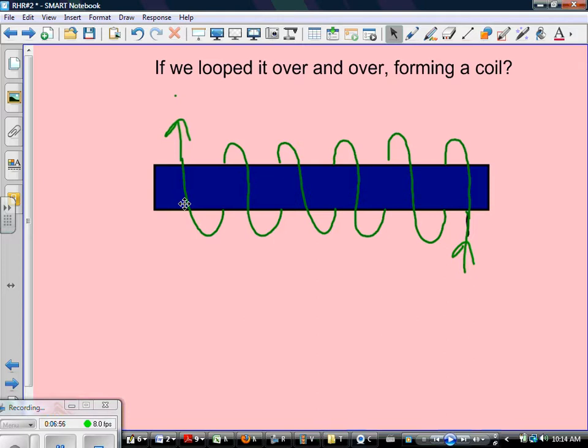Wait, is the green thing the wire? The green thing's the wire. The blue thing would be a solenoid or a magnetic material of some sort. But it's just something you put inside. It doesn't have to be there. You can actually just loop the wire, as I am right here. You can loop the wire like that and get the same effect. Putting the solenoid in or a magnetic material makes the field significantly stronger.